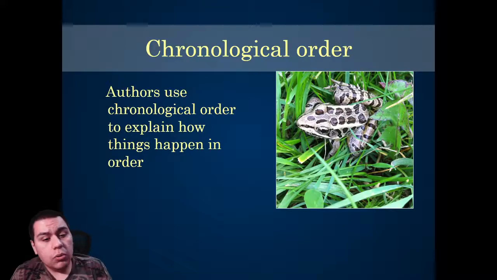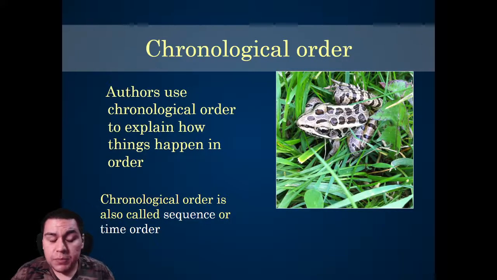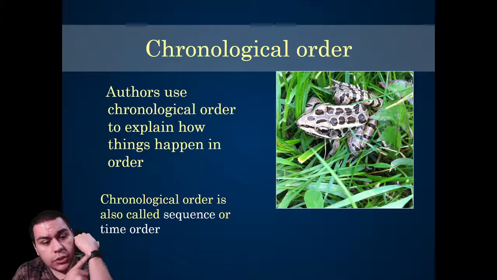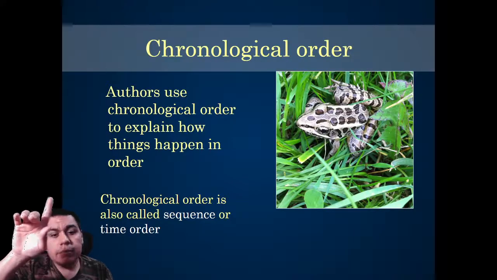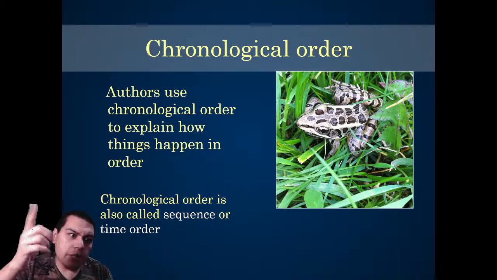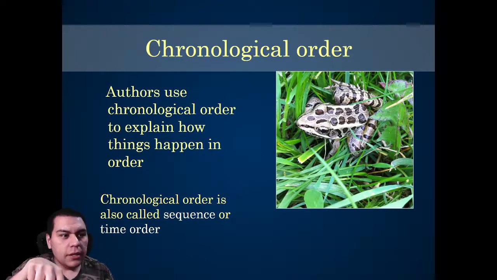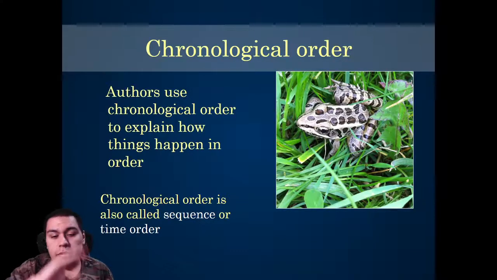So chronological order is when you explain things in the order that they happen. So sometimes people will call it sequence, or they'll use the word sequential, or they might even say time order, because like your watch goes in order, right? From the earliest time to the latest time. It always goes around and around the same way. Unless your watch is broken, then it might move around in different ways. But normally a watch goes in the same order, beginning to the end.